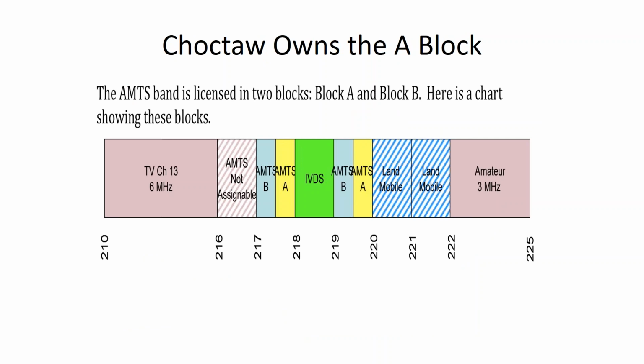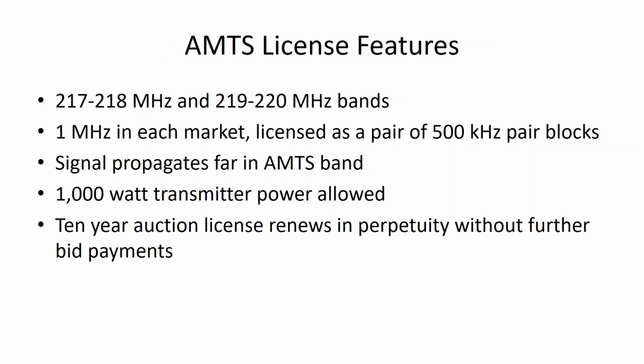Thank you. So this is where we are in the spectrum band. As I mentioned, it's just below the 220 to 222 band. The AMTS stands for Automated Maritime Telecommunications Service. You can see we are in the yellow A block. It's a 500 kilohertz lower block paired with a 500 kilohertz upper block. So there's nice separation between the two. Please go to the next slide.